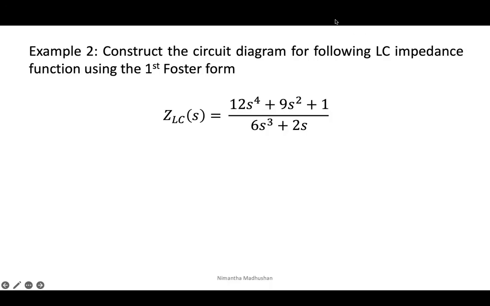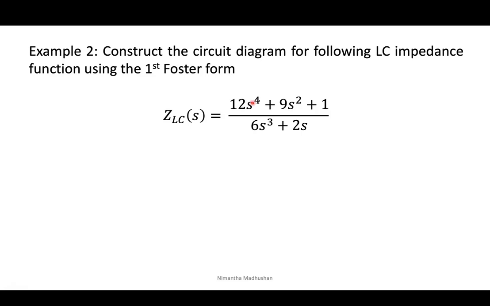Hello everyone. In this video, I will explain another example of first form. In the first form, we are using partial fraction expansion for impedance function. This is our impedance function. For this example, ZLC is equal to 12s to the power 4 plus 9s squared plus 1 over 6s to the power 3 plus 2s. It is an LC function.